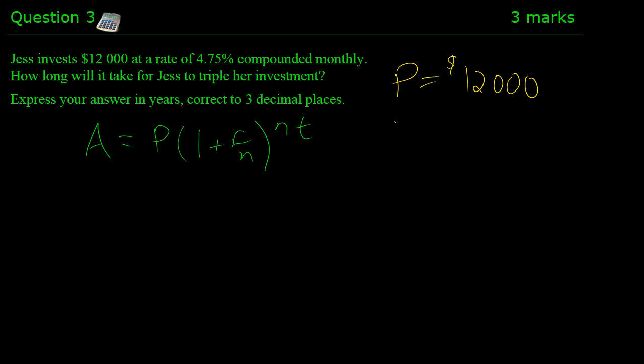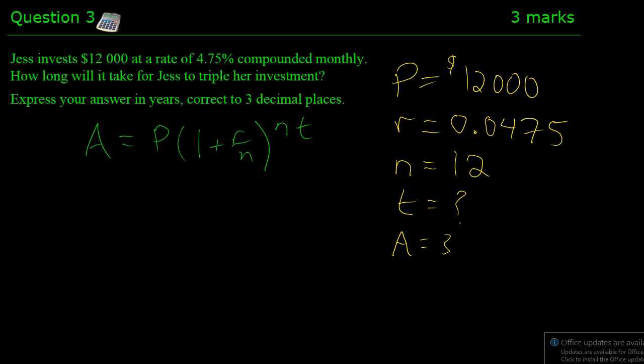Your interest rate obviously is 4.75, but that has to be expressed as a decimal. So you would go 4.75 divided by 100 and get 0.0475. So the rate always has to be a decimal. Compounded monthly means that interest is compounded 12 times per year. So n is 12. And what we're looking for is time. In order for Jess to triple her investment, we actually also know the amount we want to end up with, and that is 36,000.